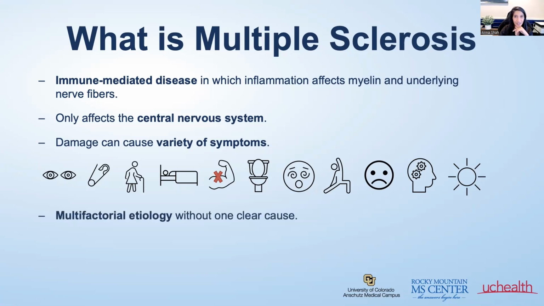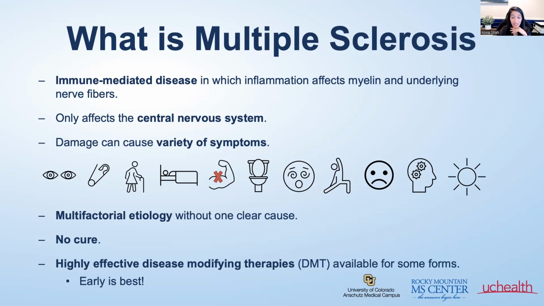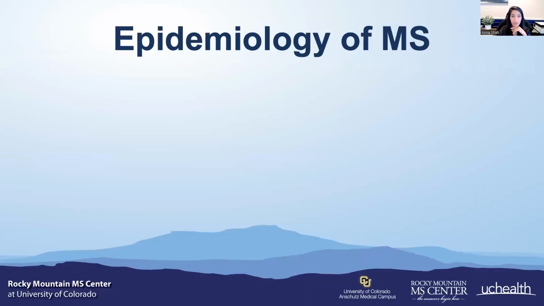Now, the etiology of MS is not necessarily as simple as if you have this, then you're going to get MS. So the etiology of this is quite multifactorial without one clear cause, and there is not a cure. But absence of a cure does not mean we do not have treatment, and does not mean we do not have really good treatment. So we'll get into this in a moment, but highly effective disease-modifying therapy, or DMTs as we refer to them, are one of the best treatment options that we have for our patients with MS. And we'll go into why early treatment is the best type of treatment. So let's look at how common is this.